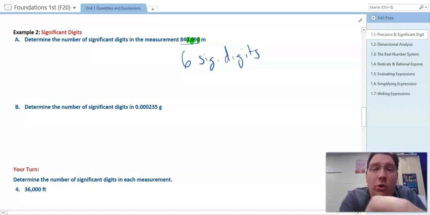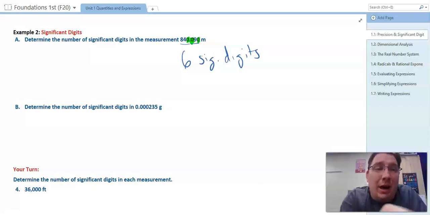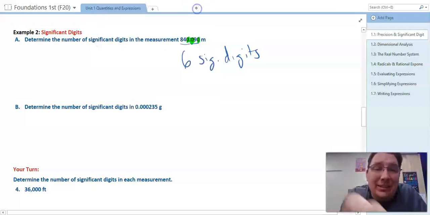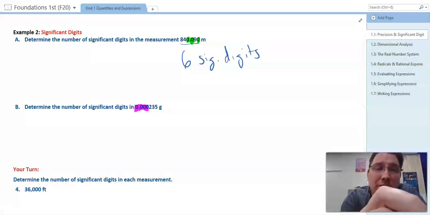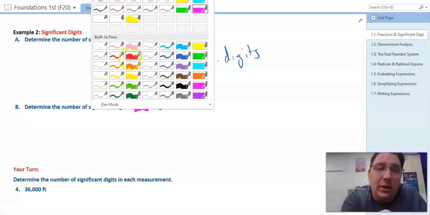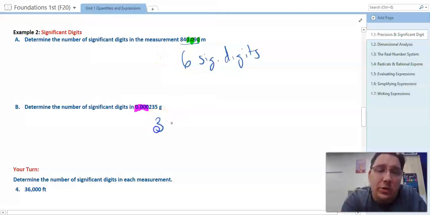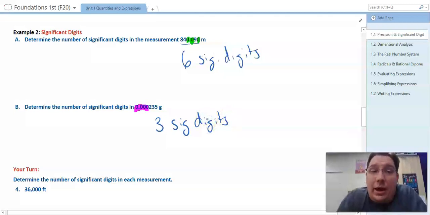Well, all those zeros in the front, they're not between non-zero numbers. So they are not significant. All of these are not significant. So the only numbers that are significant are the non-zero numbers at the end, the 235. And so that's going to leave us with 3 significant digits.